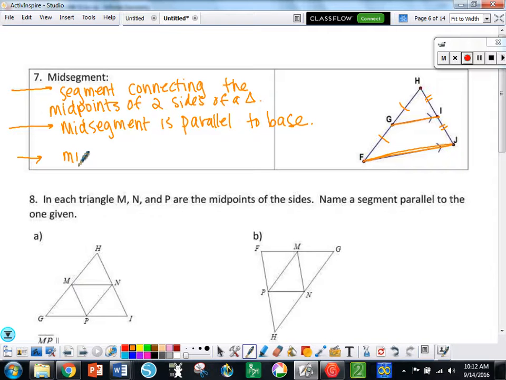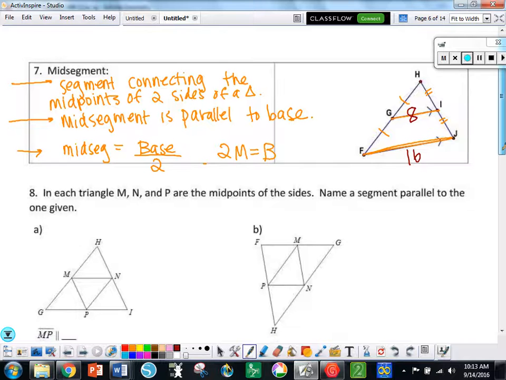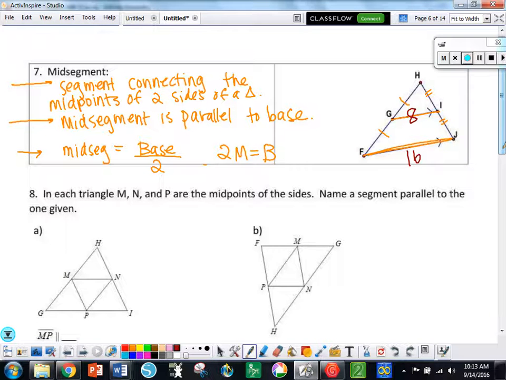So the mid-segment is the base divided by 2. Half as big. Or you could look at it this way, 2 times the mid-segment would equal the base, right? Which means if this is 8, what would I do to find the bottom? I double it, yeah. So this would be 16, which is part of your assignment today. So I'll get that. Are you ready?